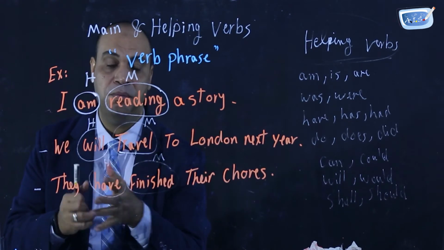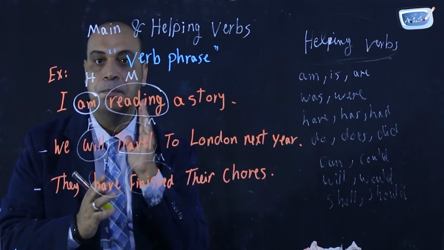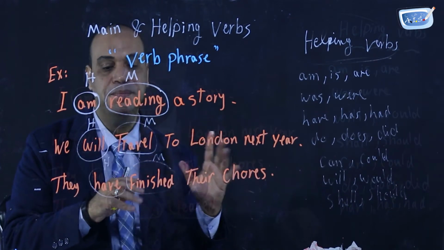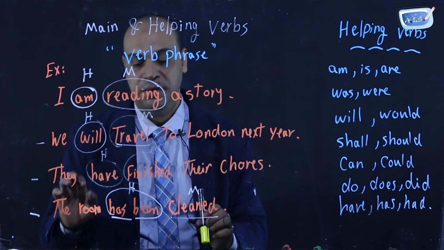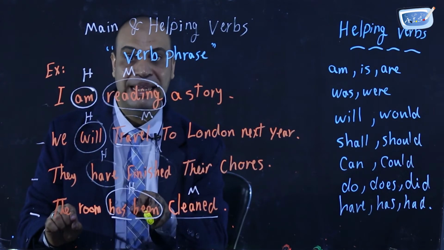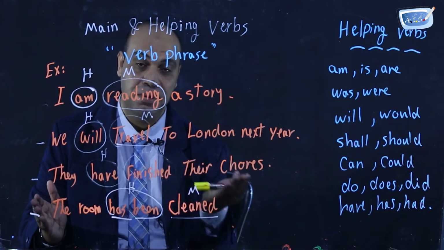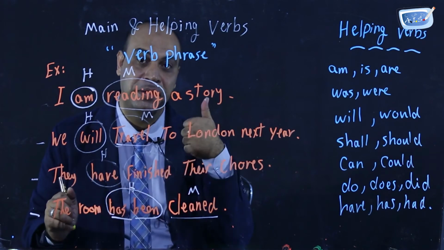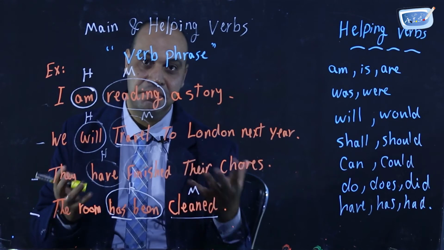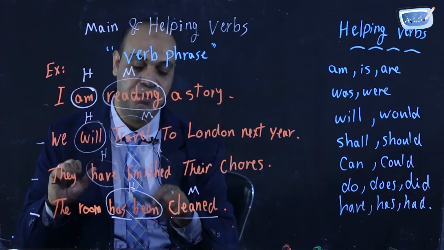So the helping verb could be 1 or 2 or 3 words, but the main verb should be just one word, no more. The last example here: the room has been cleaned. So we have has been here as the helping verb, and it consists of 2 words, has and been. So the helping verb could be 1 word or 2 or 3, and cleaned is the main verb or action verb.